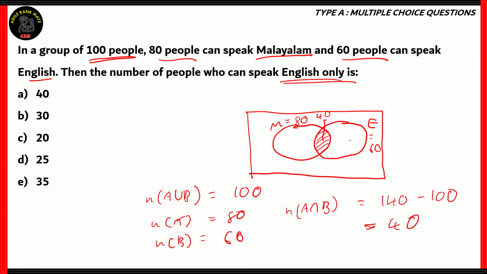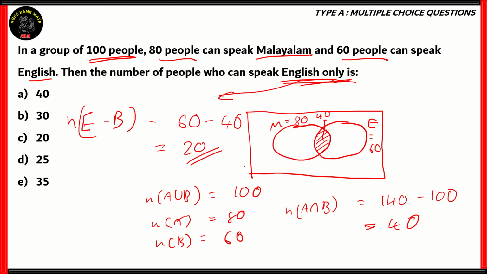So we need to find out the number of people who can speak English only. English only turns out to be the number of elements in the set E minus M. That is, people who are present in E but not in M, which is equal to the total value of E, which is 60, minus the intersection, which is 40. So therefore, the number of people who can speak English only turns out to be option C, 20.